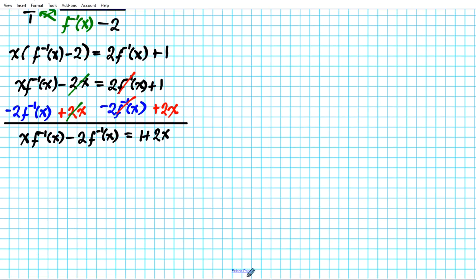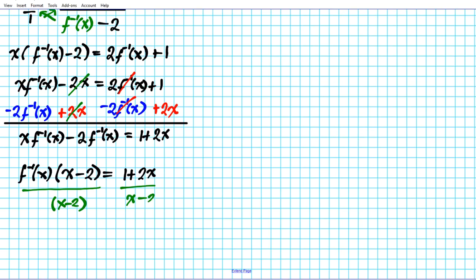Now to get the inverse of f isolated, we'll factor out the f inverse first. So let's factor that out. Factor out f inverse of x. We're left with x minus 2 equals 1 plus 2x. And then we'll proceed to divide both sides by x minus 2. And that will result in our inverse of f, which is 1 plus 2x over x minus 2.